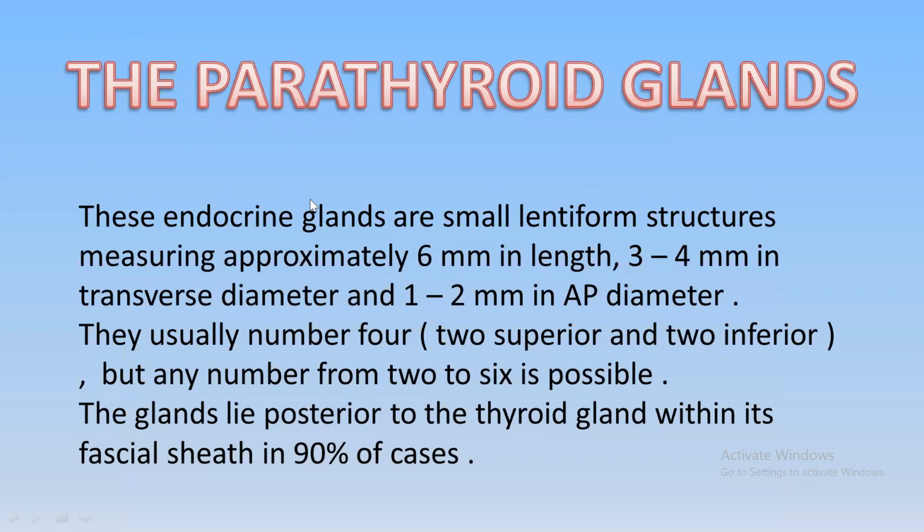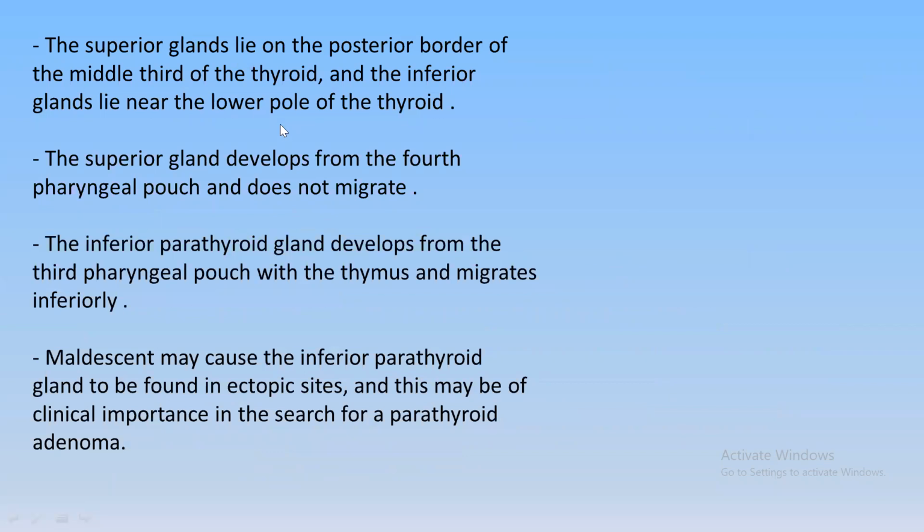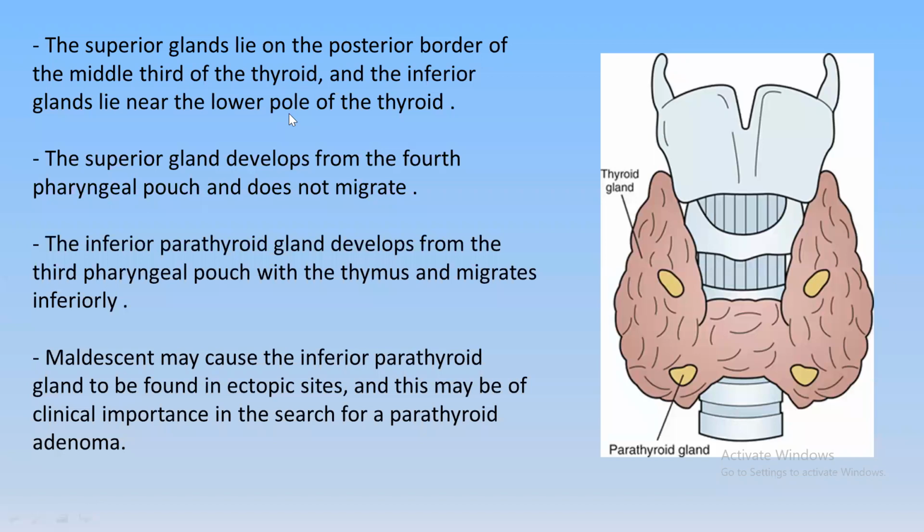The parathyroid glands: these endocrine glands are small lentiform structures measuring approximately 6 mm in length, 3 to 4 mm in transverse diameter, and 1 to 2 mm in AP diameter. They usually number 4, 2 superior and 2 inferior, but any number from 2 to 6 is possible. The glands lie posterior to the thyroid gland within its fascial sheath in 90% of cases. The superior glands lie on the posterior border of the middle third of the thyroid, and the inferior glands lie near the lower pole of the thyroid.